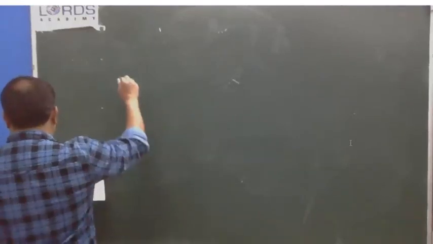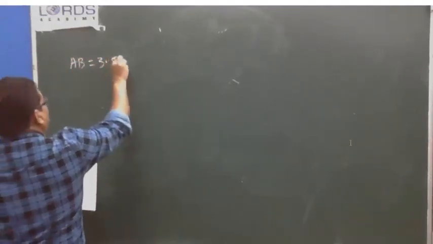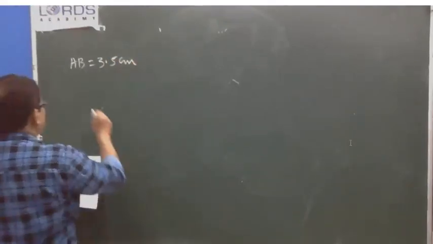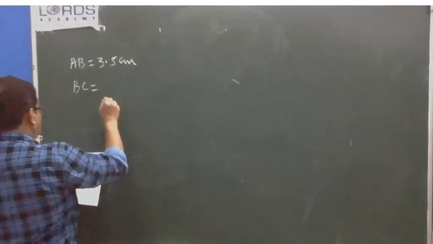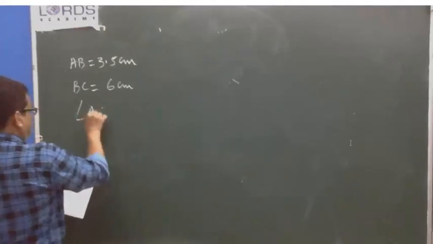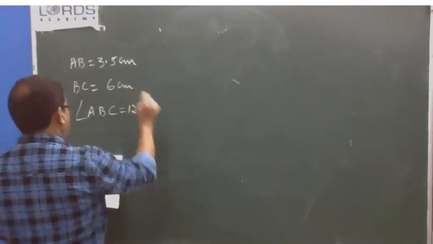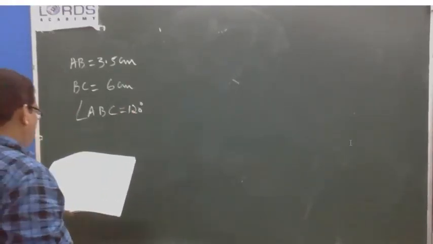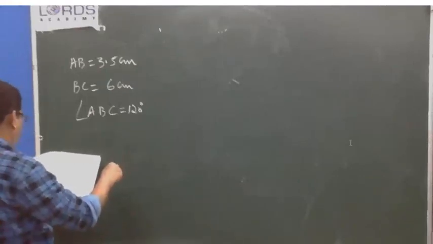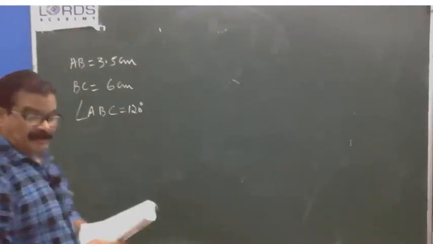Question number 20, 2013 question. Construct the triangle ABC with the following: AB is equal to 3.5 centimeter, BC is equal to 6 centimeter, and angle ABC is equal to 120 degree. And with BC as diameter, in the same figure, find P on the circumference of a circle which is equidistant from AB and BC. Measure angle BCP.